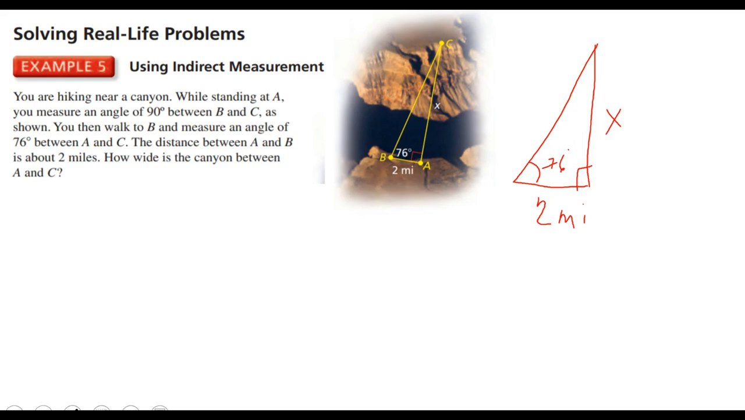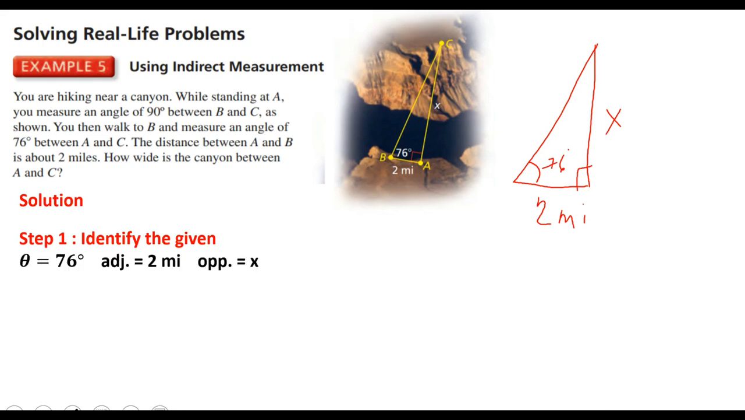So that's 76 degrees. So let's begin with the first step, which is identify the givens. The givens are, of course, your theta, which is 76 degrees. And then we will use that theta as our reference angle to determine where is our adjacent and where is our opposite. Now, remember, your hypotenuse will always be your longest side, which is the side opposite your 90 degrees. So that's your hypotenuse.